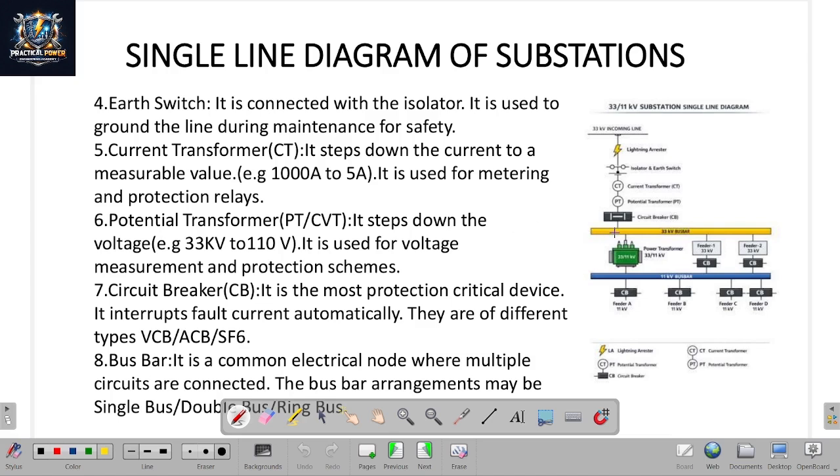Then we'll come to your bus bar. The bus bar is a common electrical node where multiple circuits are connected, and these bus bar arrangements may be single bus, double bus, or ring bus. A one and a half bus bar scheme is also there, but it is applicable for EHV substations.